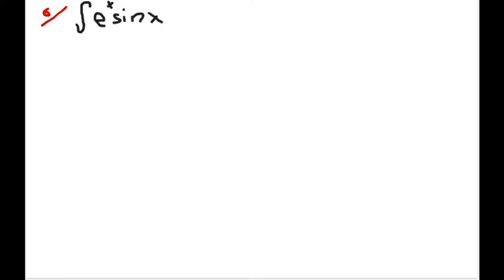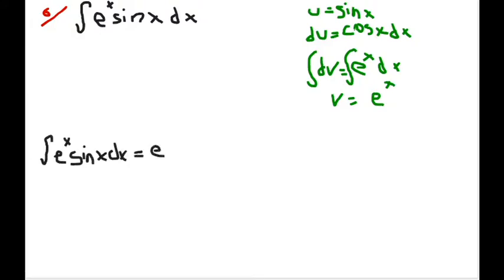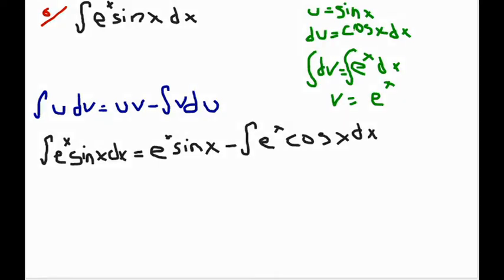Now we will look at a slightly more challenging problem. What is the integral of e to the x times sine of x dx? So we begin by making u sine of x and dv e to the x dx. Deriving u, we get du equals cosine of x dx, and by integrating dv, we get v equals e to the x. Now we plug in our formula, getting integral of e to the x times sine of x dx equals e to the x sine of x minus integral of e to the x cosine of x dx.